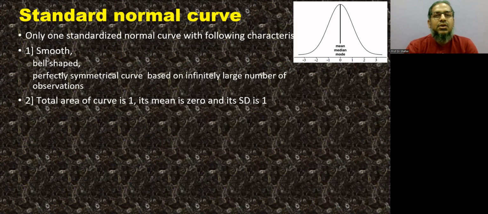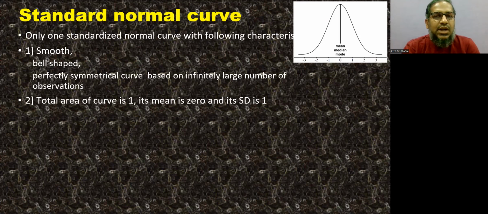Now coming to the standard normal curve. There is only one standard normal curve, with the following characteristics. This is commonly asked in the theory exam as a short note, and in the practical exam also, they ask you to write down the properties of the standard normal curve. The other name for this standard normal curve is the Gaussian curve.